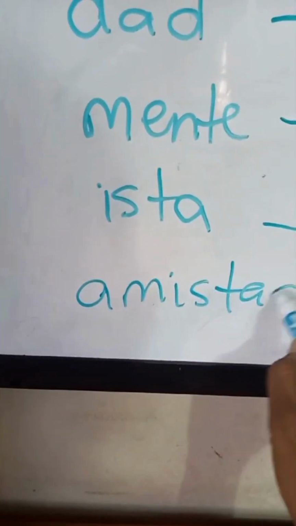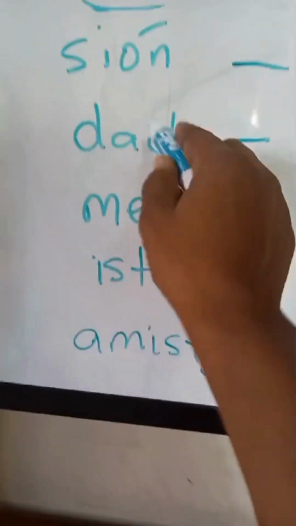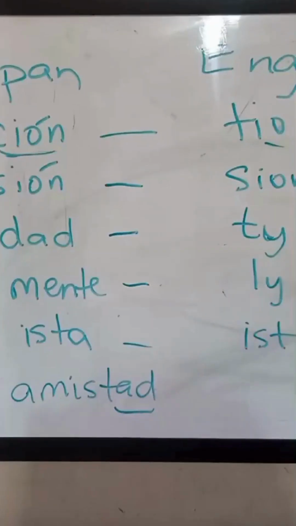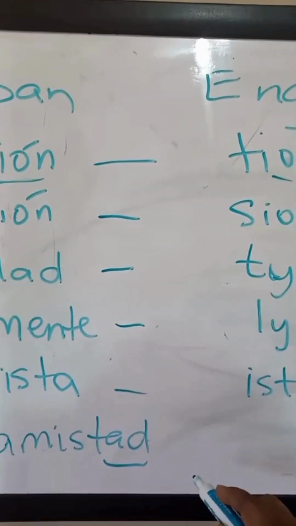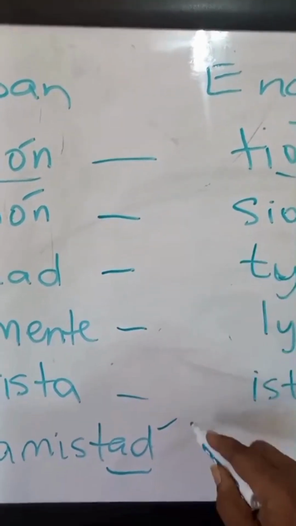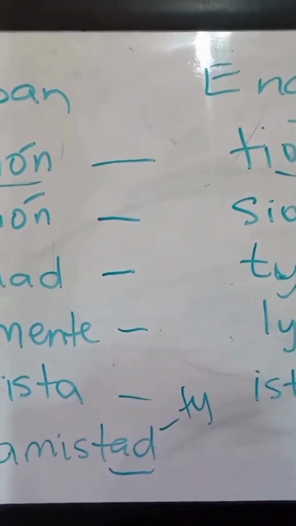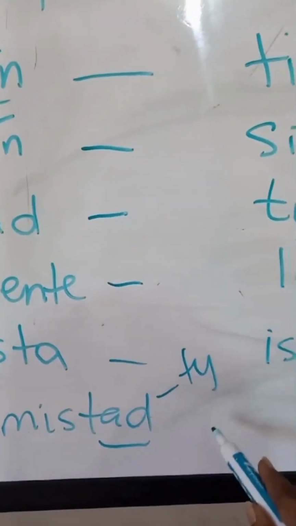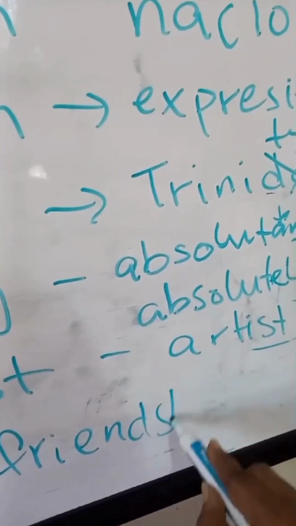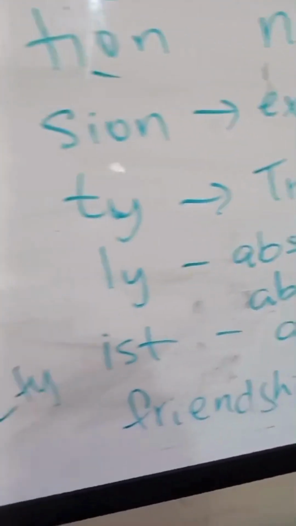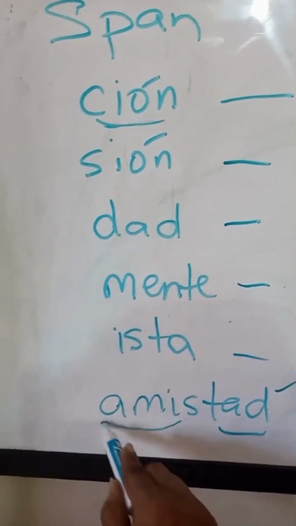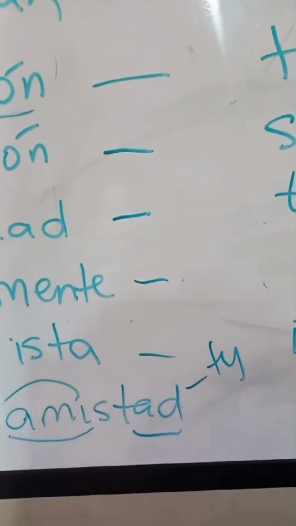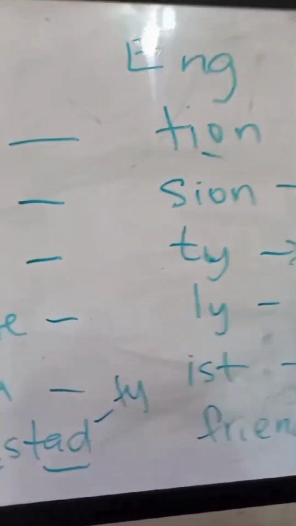Amistad, right? Whilst this is close to the dad, right, tad could be ty as well, right? I'll give you an example just now. But in this particular word, amistad, it does not end in ty at all. It's friendship, right? It starts like amigo, which is friend, ami, right? Amistad is friendship. But let me give you one that ends in tad.